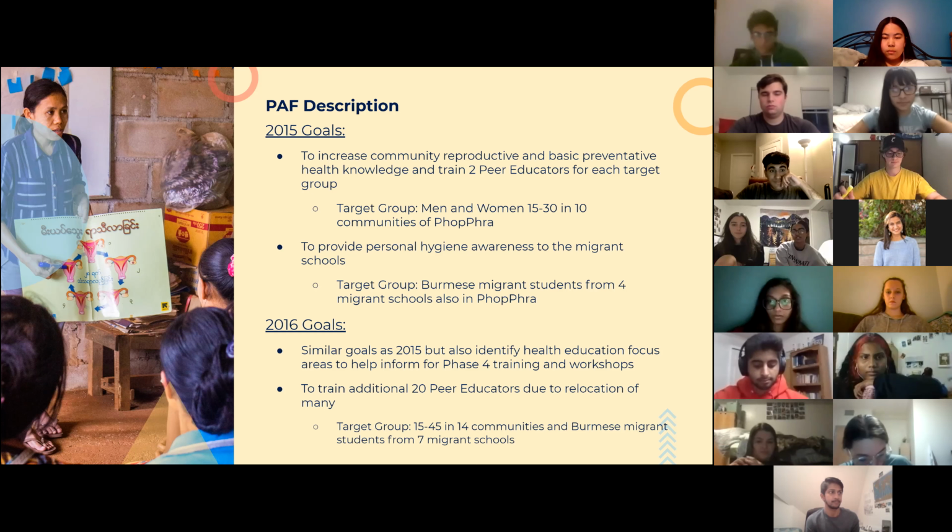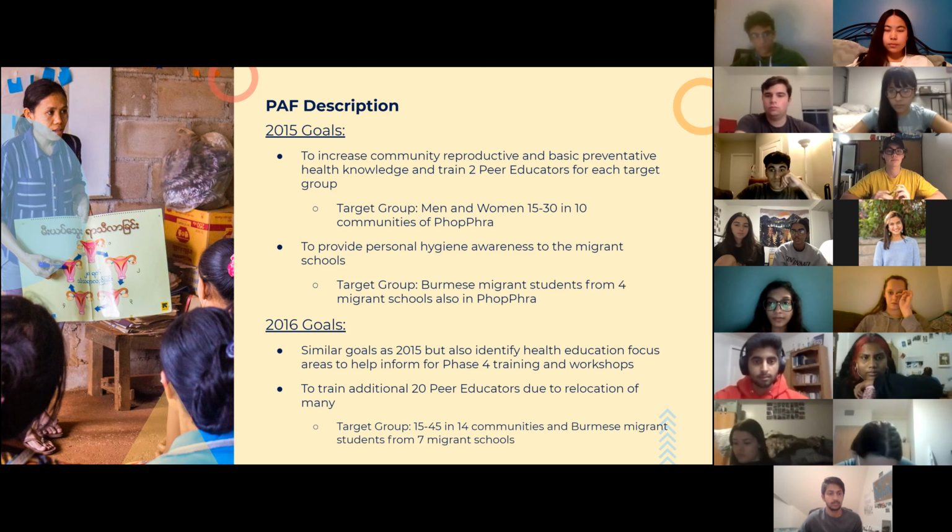So for 2016, the goals were very similar to 2015 and years prior. It included preventative health, getting easier access to birth control, condoms, and then again informing communities with personal hygiene. So very similar to the years prior. They also developed more focus areas to help phase 4 with training and creating more workshops. And they used that information to build for the future.